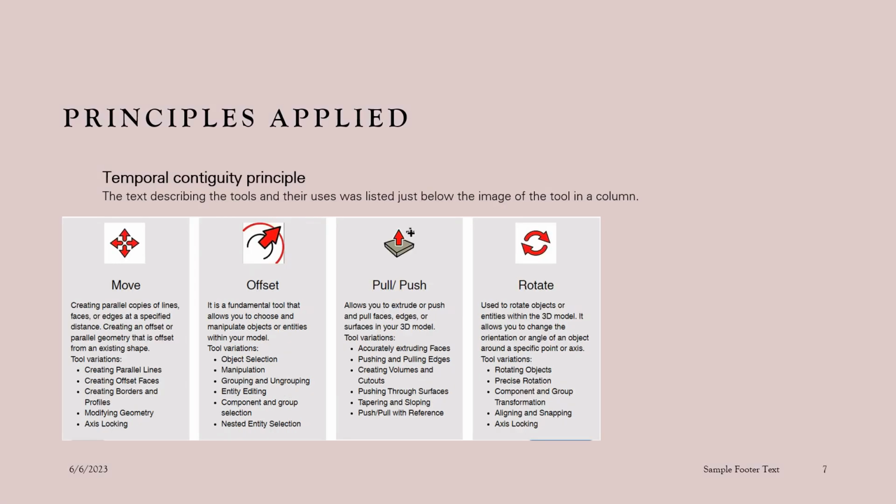The second is the temporal contiguity principle. This is where the text and the image are placed in close proximity so that the user knows exactly what the text is talking about, and they can make a quick correlation between the descriptor and the image.